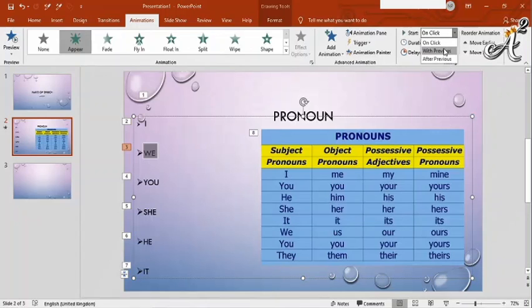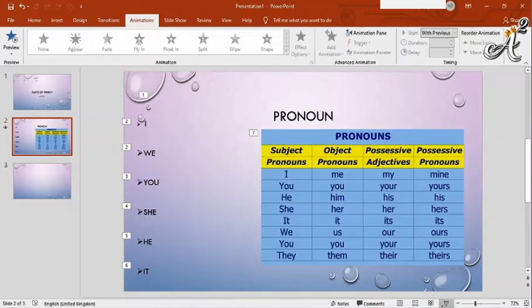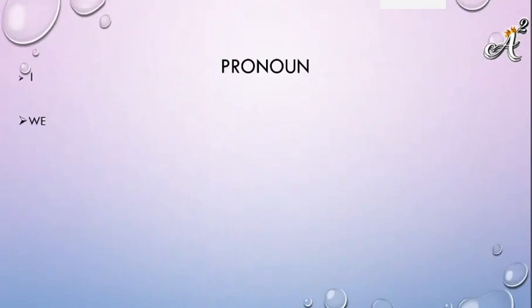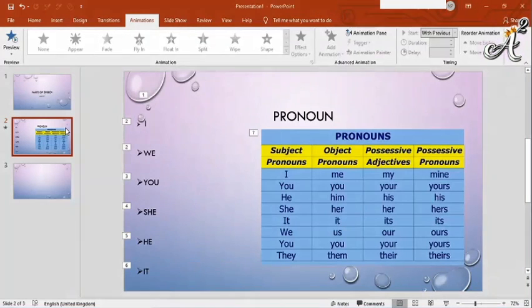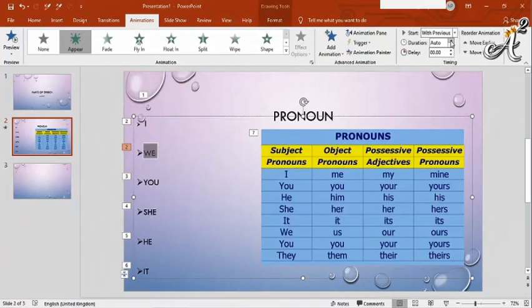Let's see how it looks with previous. So you can see that these two have animated at the same time. That's because I put the second letter as with previous. How does it look after previous?